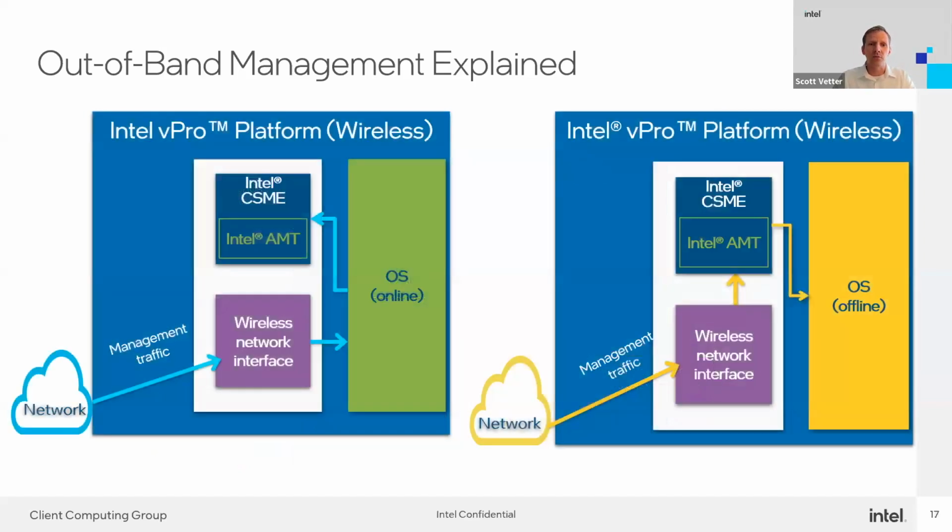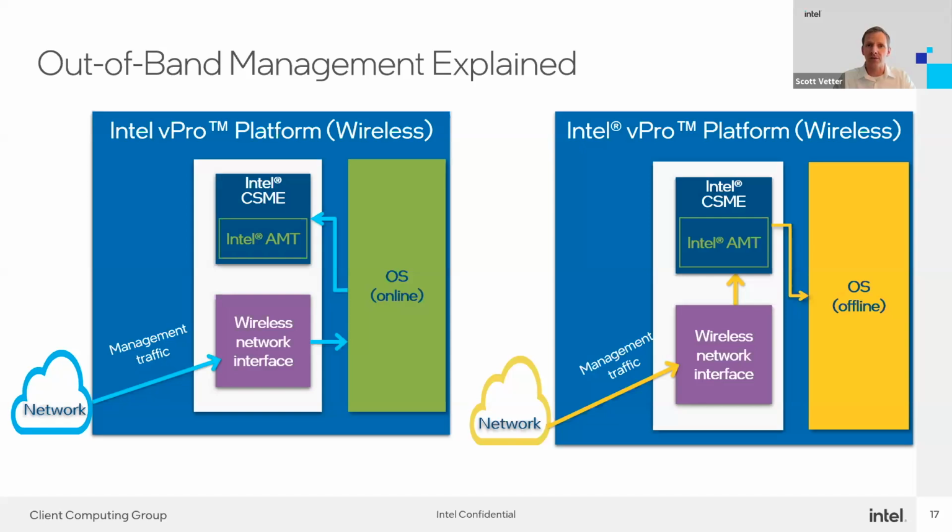But what does that look like on wireless? So for wireless, it's a little bit different because it depends on whether your OS is on or off. Now on the left side of your screen, you see what happens when the OS is online. So your management traffic comes in through your network, hits your wireless network interface, will travel into the OS before splitting off and going back down into the Intel hardware-based management technology.